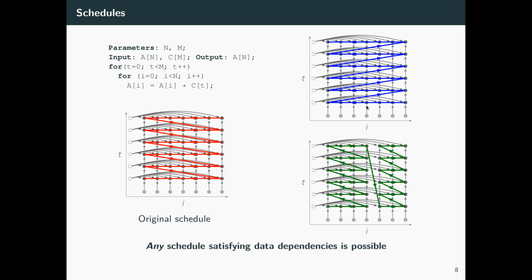But the blue schedule is also a possible one. We just reversed the i loop, so we're still going by increasing t, but the i loop is by decreasing i.